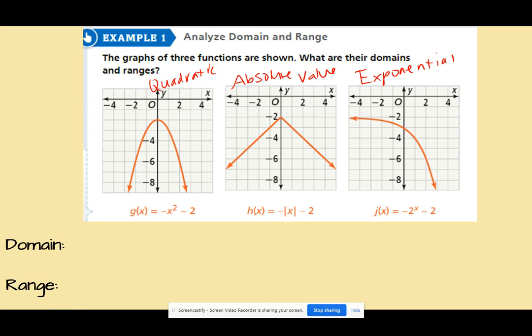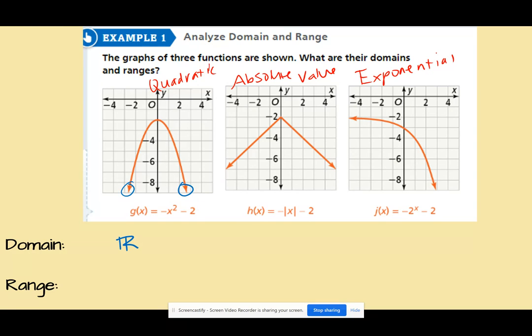Domain is all of our possible x values. If I'm looking at my quadratic, I see that there are arrows at the end. That tells me that this graph is going to go down and to the left forever, and then it's going to go down and to the right forever. So it's never going to stop. That means that all values in between positive infinity and negative infinity are possible solutions. So we can say all real numbers, or we can make this symbol for all real numbers.